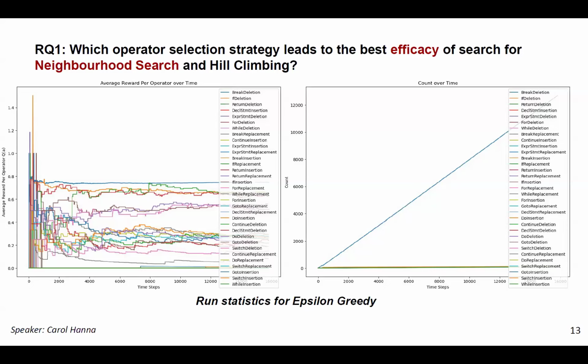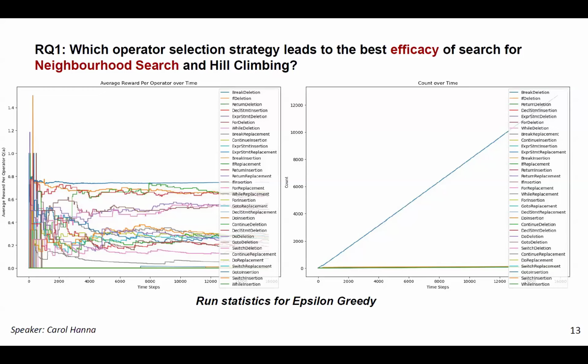Now, if we look at epsilon greedy, Emmerich is laughing because this is a pretty funny graph on the right-hand side. We can see that the break deletion is getting chosen over and over and over again. And the average reward on the left-hand side shows it to have the highest reward. So that checks out, right? Because with the epsilon greedy algorithm, the best operator gets chosen 80% of the time. And then the other 20% of the time, we choose uniformly between all the other operators. So at that point, you don't have a chance. You're greedily choosing the best operator over and over again.